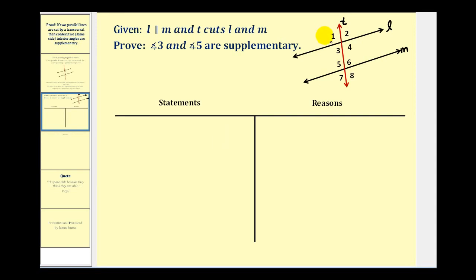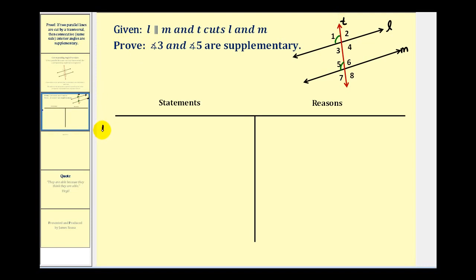We know from the corresponding angle postulate that angle 1 and angle 5 are congruent. We also know that angle 3 and angle 1 form a linear pair, which means they're supplementary, and the sum of their measures would be 180 degrees. So if we show that the sum of these two angles is 180 degrees, and angle 1 is congruent to angle 5, which means their measures are equal, we should be able to perform substitution to show that 3 and 5 are supplementary. Let's go ahead and do that.